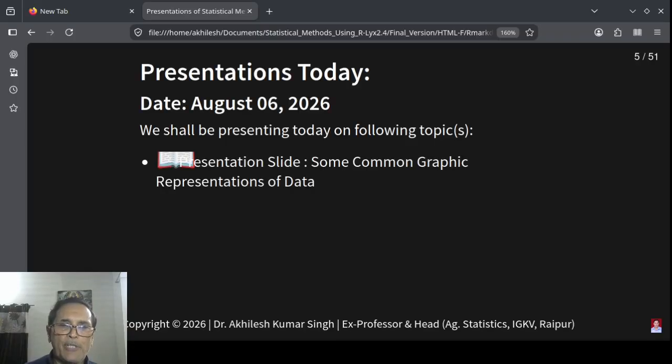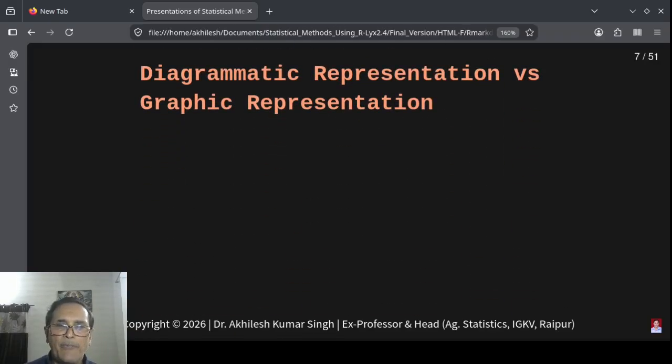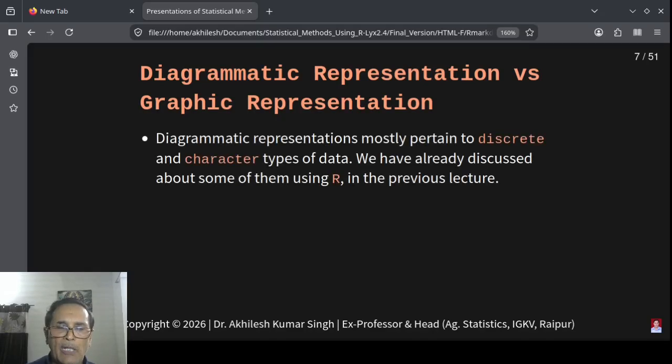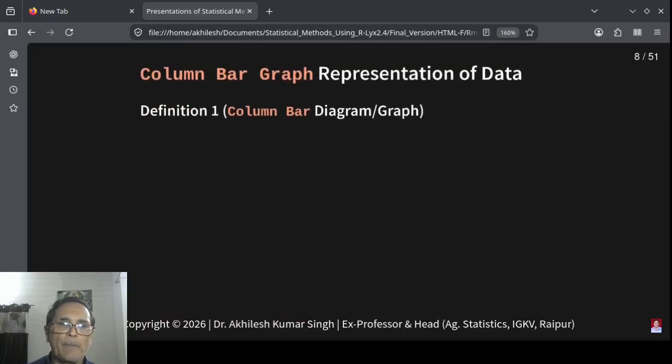Today's presentation involves, as I told you, some common graphic representations of data. What is the difference between diagrammatic representation and graphic representation? A diagrammatic representation mostly pertains to discrete and character type of data. We have already discussed this in the previous lecture. Graphic presentations mostly pertain to continuous type of data. We shall be discussing this type of presentation in today's lecture.